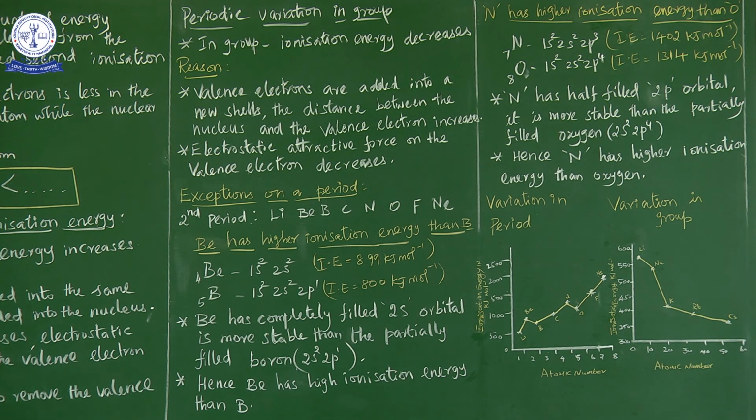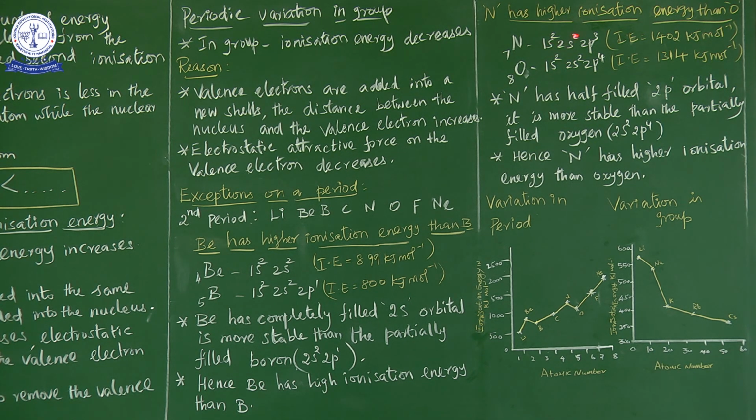Next, nitrogen has higher ionization energy than oxygen. This is the second exception. The same reason is explained here. The atomic number of nitrogen is 7, which means the number of electrons is 7. Its electronic configuration is 1s2, 2s2, 2p3. The atomic number of oxygen is 8. Its electronic configuration is 1s2, 2s2, 2p4.